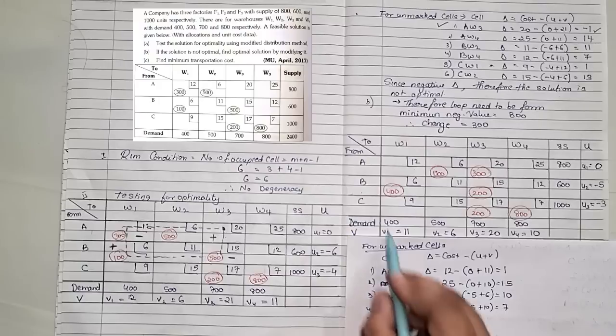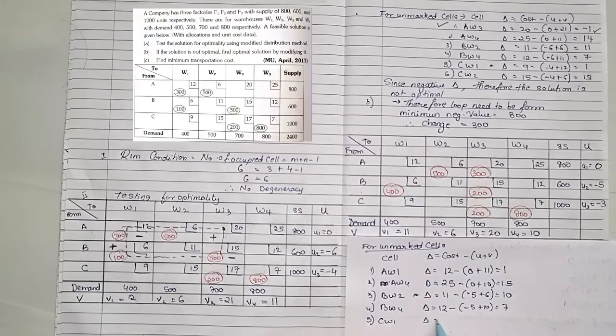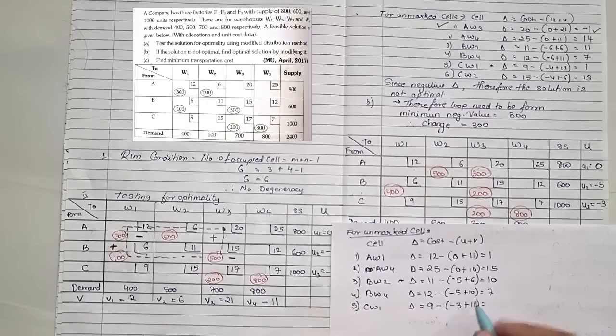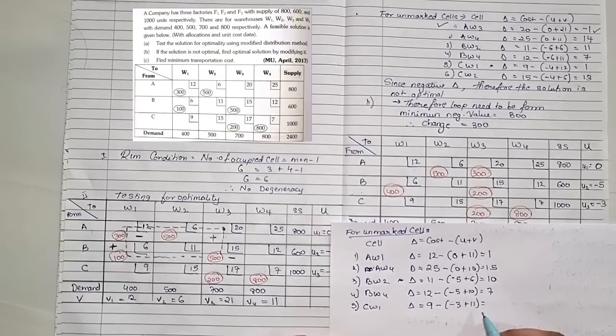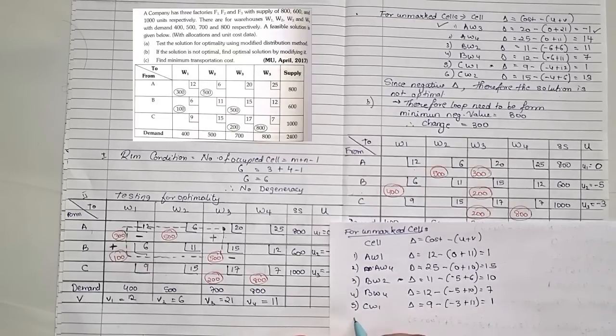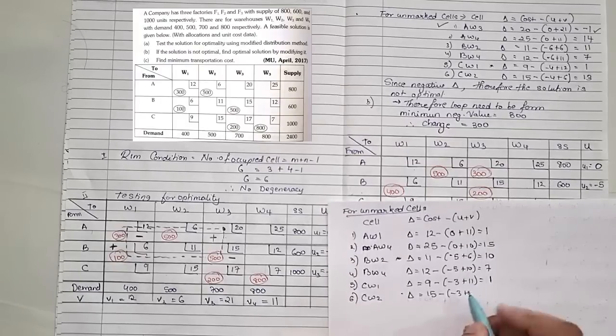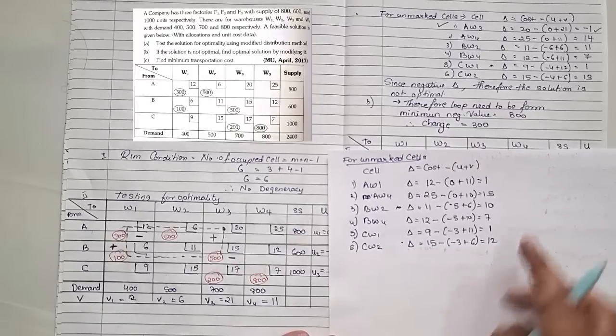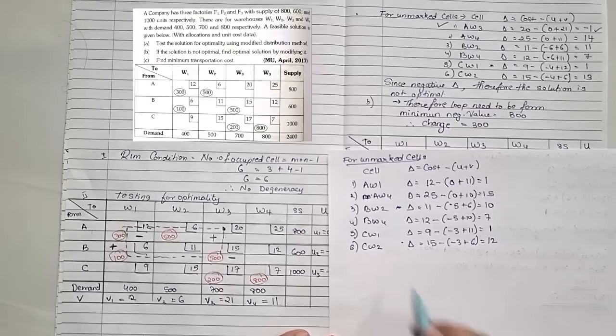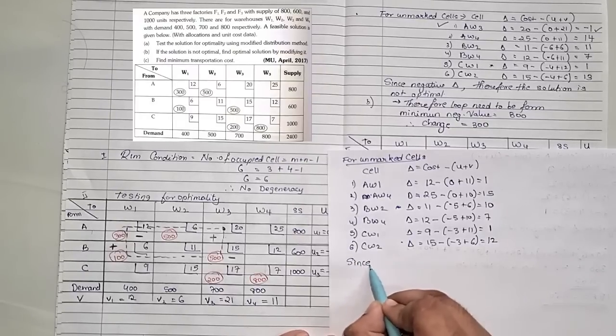Fifth one, we have CW1 where the change is 9 minus 3 plus 11, so that becomes 11 and 3 is 8, and then we have 1. And the last one, CW2, where the change is equal to 15 minus 3 plus 6, so that becomes 12. Now if you look carefully, all the values are positive. The moment we have all the values positive, it is an optimal solution.